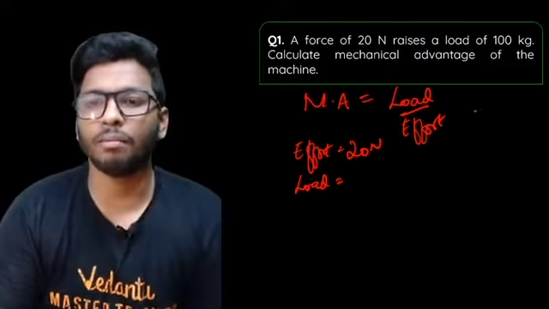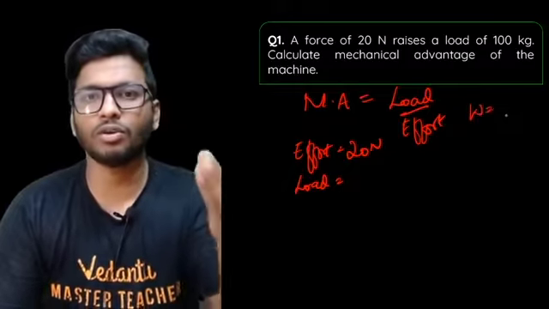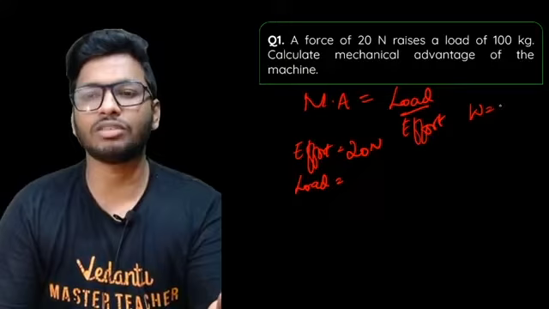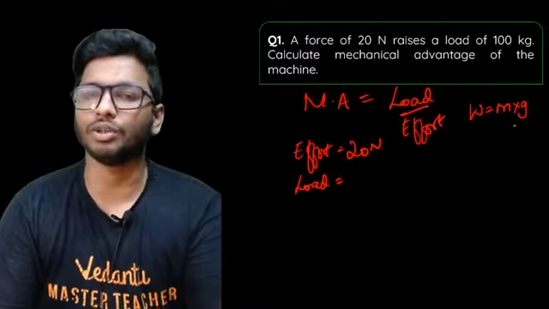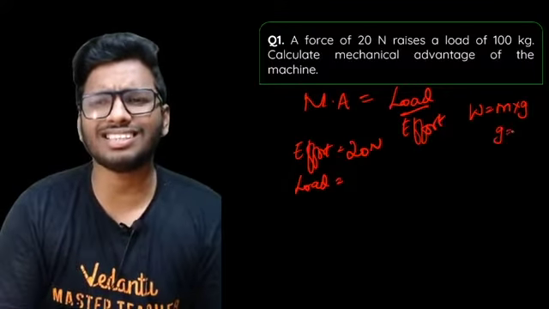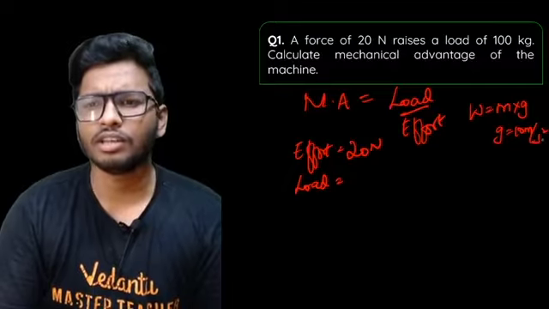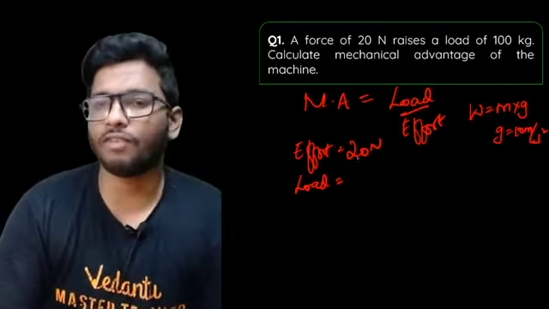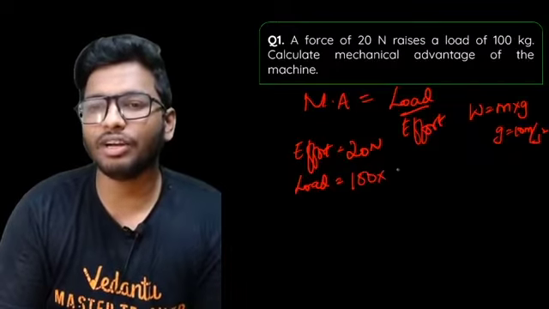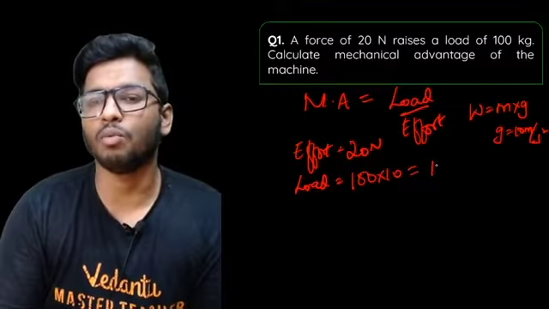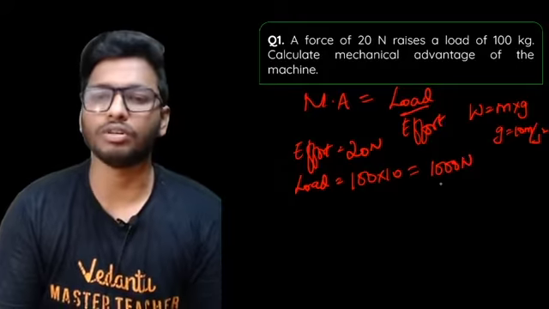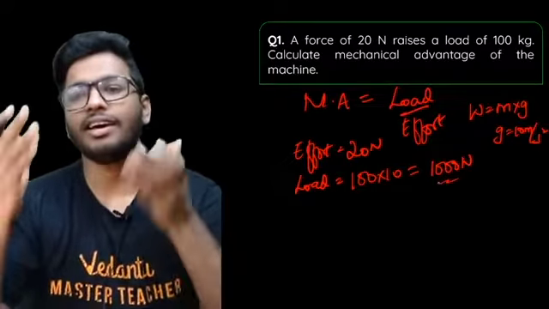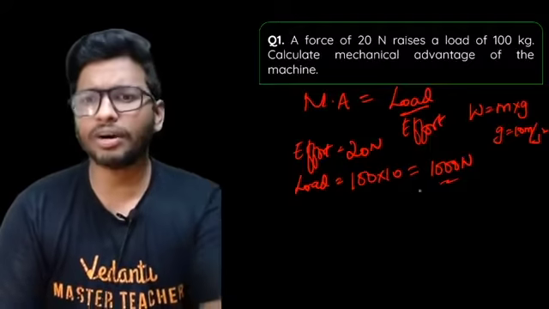If you remember the formula of weight, which is nothing but the force applied by the force of gravity, weight is mass into acceleration due to gravity. I'll take acceleration due to gravity as 10 meter per second square to make my life a little bit easier. So to find out the load, you have to use the formula of weight. It will be 100 into 10, which would give me 1000 Newton. I have to find it in terms of Newton, so that is basically the weight, which is the force applied, that is 1000 Newton. Now put it in the equation.